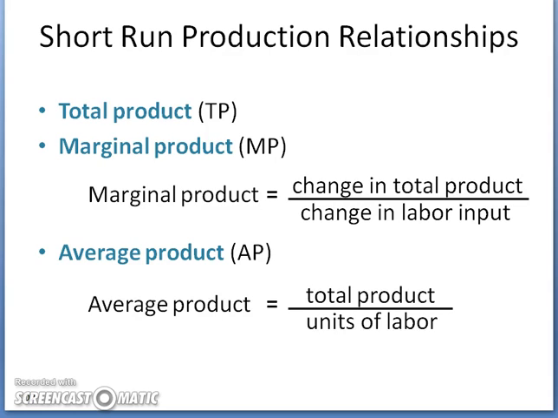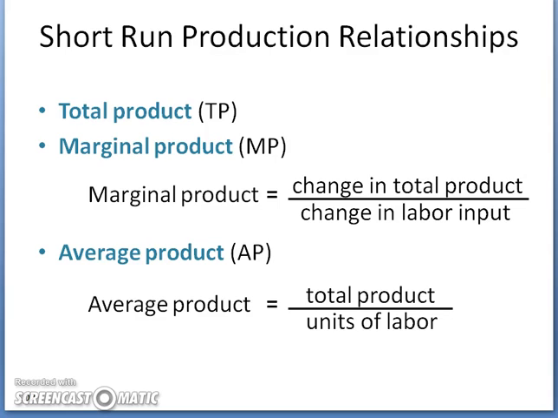Production relationships reflect how labor and output are related in the short run. Total product is the total quantity that is produced. Marginal product, or MP, is the amount that total product changes when labor changes by 1 unit. We can see that mathematically with the equation marginal product equals change in total product divided by change in labor input. Most of the time the change in labor input will be 1, so marginal product generally just equals the change in the total product.